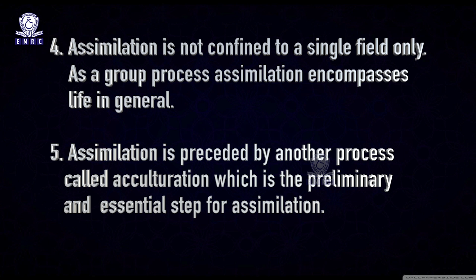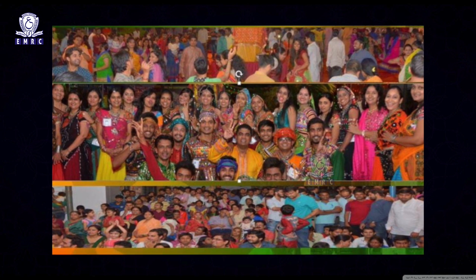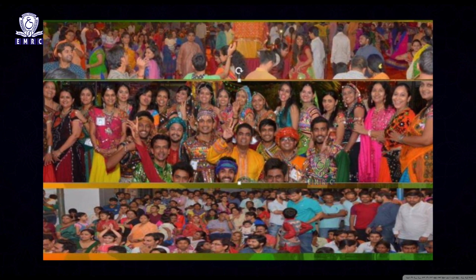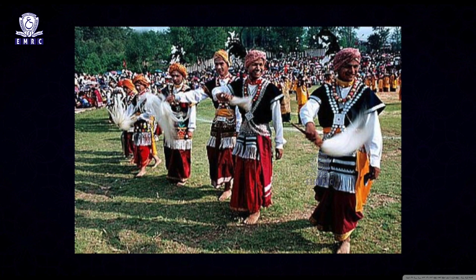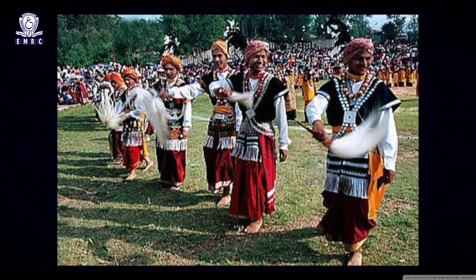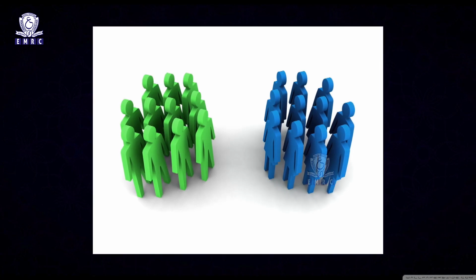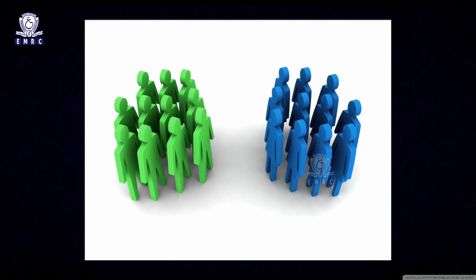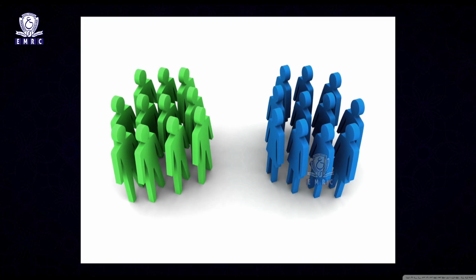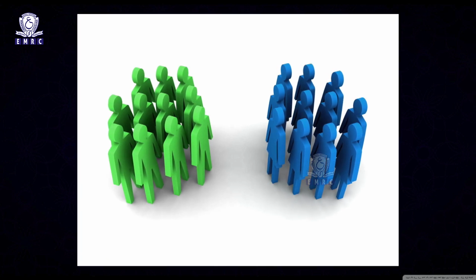Fifthly, assimilation is preceded by another process called acculturation, which is the preliminary and essential step for assimilation. It takes place when one cultural group which is in contact with another borrows from it certain cultural elements and incorporates them into its own culture. The contact between two groups essentially affects both the groups. Usually, the culturally weaker group borrows most of the traits from the culturally stronger group.